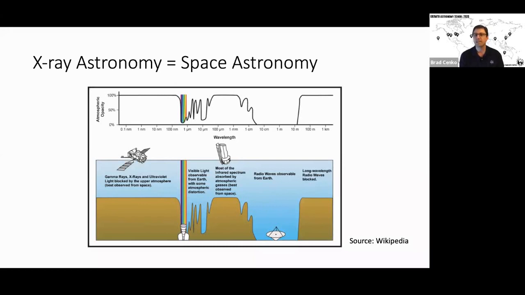But what that means is that if you want to observe at X-ray wavelengths, you need to be quite high up. And that means either you need to be in a balloon or you need to be in space. And this is really where NASA comes in. So NASA operates a suite of observatories that are probing the X-ray sky, different energies, different resolutions, different fields of view, but all from space.